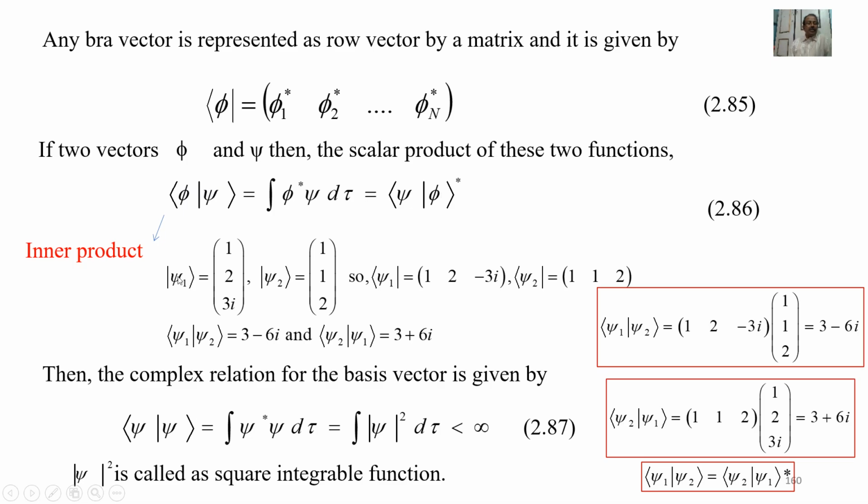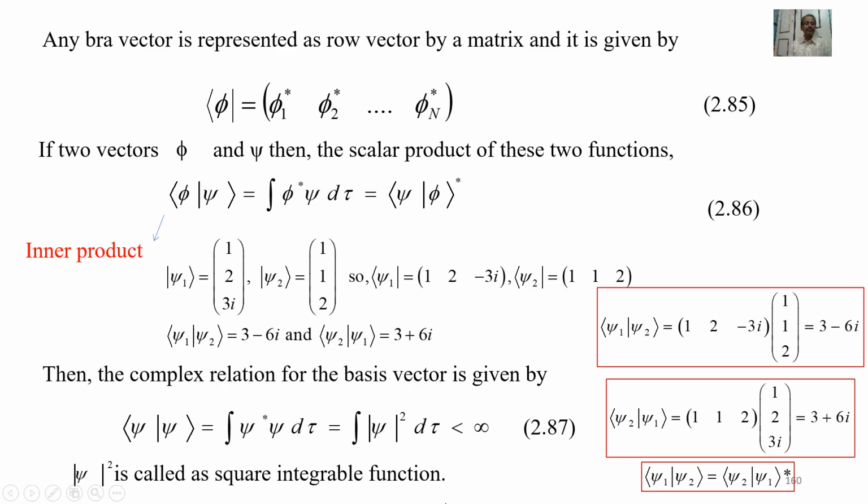Now we will solve a simple problem. Psi 1 is given as ket psi 1. So this is a column matrix 1, 2, 3i. And psi 2 is in terms of column matrix 1, 1, 2. And one can find bra psi 1 by taking the complex conjugate. So column into rows. So bra psi 1 becomes 1, 2, minus 3i. Similarly, bra psi 2 becomes 1, 1, 2.